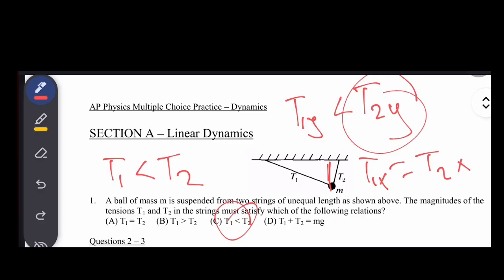And since both of the x components are in equilibrium, since the forces cancel out, the ball is going to be in equilibrium, meaning the x forces cancel out, meaning that whichever one has a greater y component is going to be the greater one.